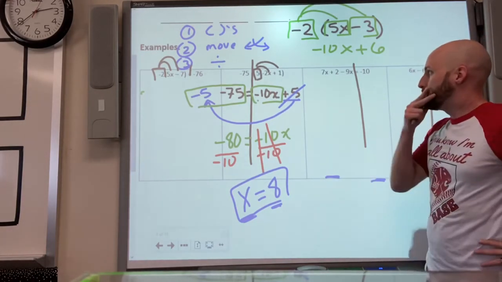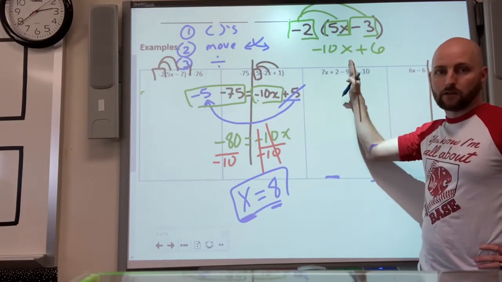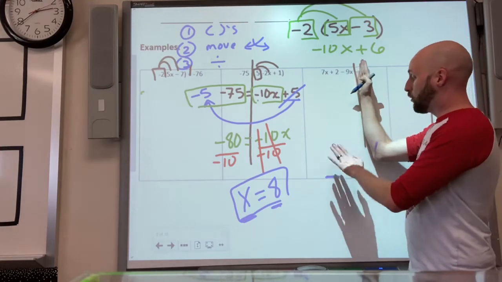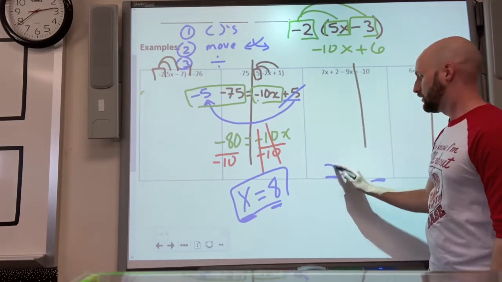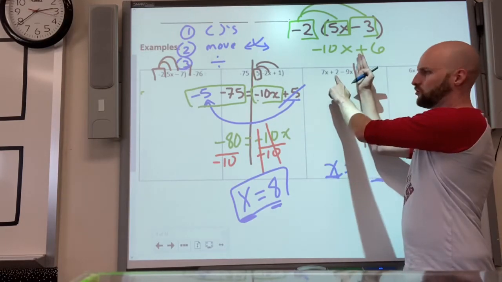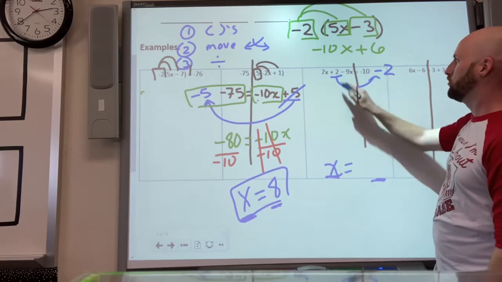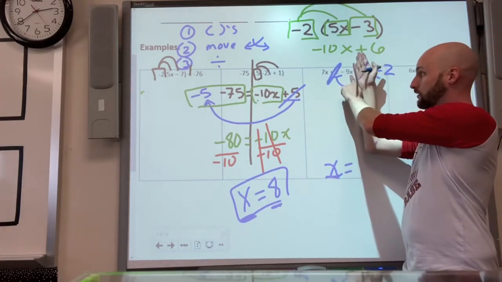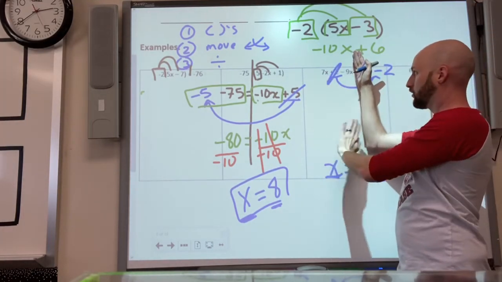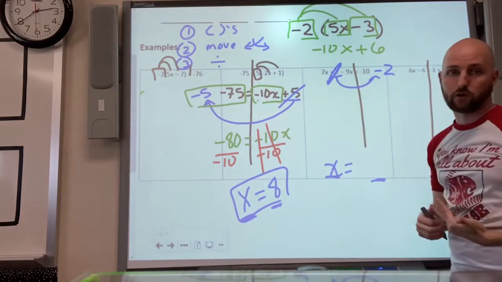So I say, ¿quién no está en su lugar? Who is not in their place? Okay, I want x here, yes? So x is here, good. Plus 2 needs to move, minus 2. X is good, it's the correct side. Minus 10, it's good, it's on the correct side.